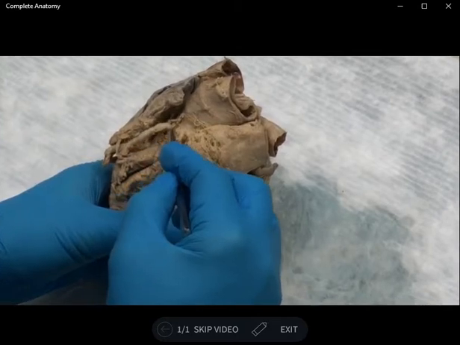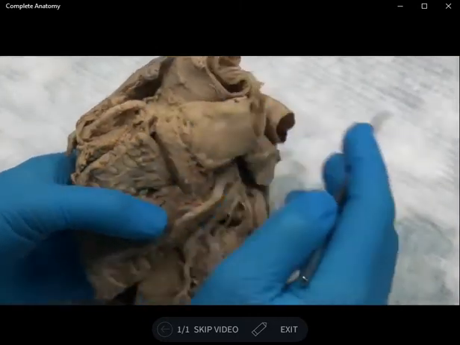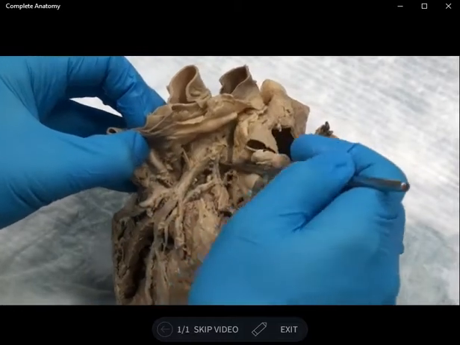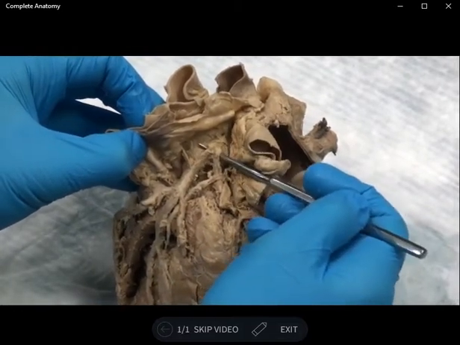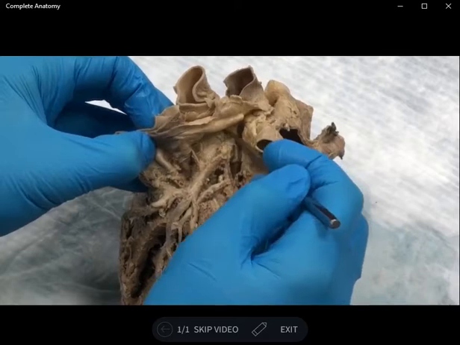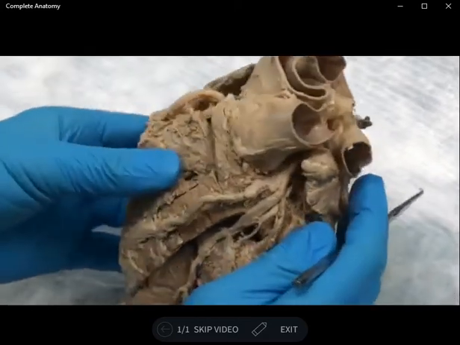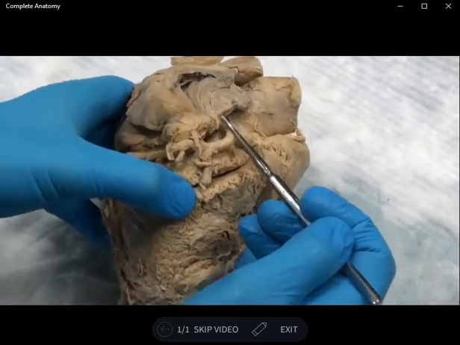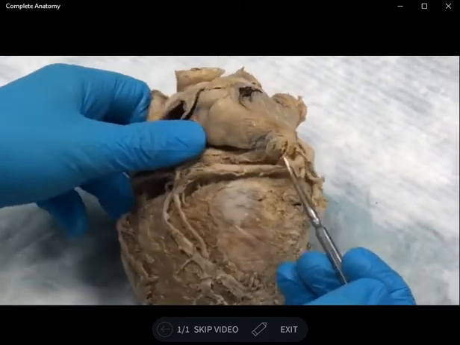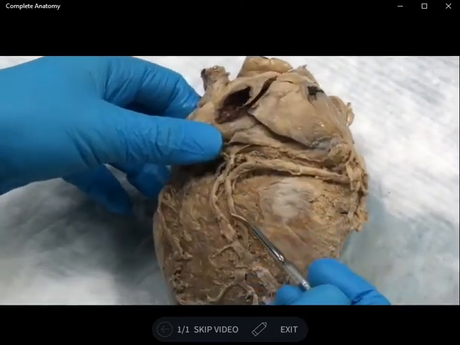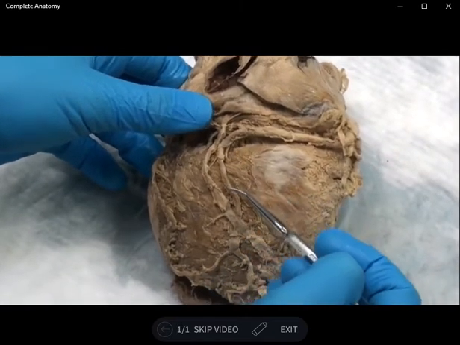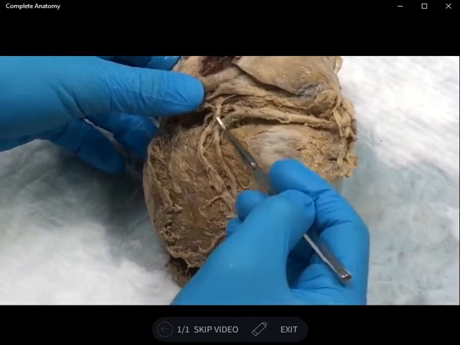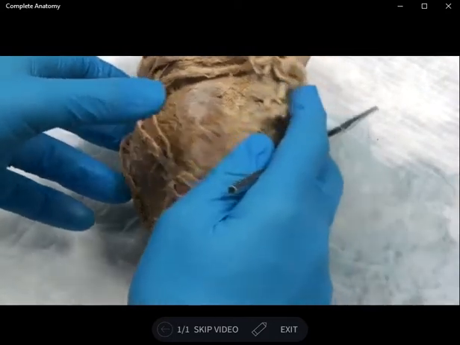We have here the right coronary artery stemming from the aorta, and we see here the left coronary artery also branching off of the aorta. Returning to the right coronary artery, we can follow it as it loops around to the posterior surface of the heart and gives off the posterior descending artery. The fact that the PDA comes off the right coronary artery makes this heart right dominant.